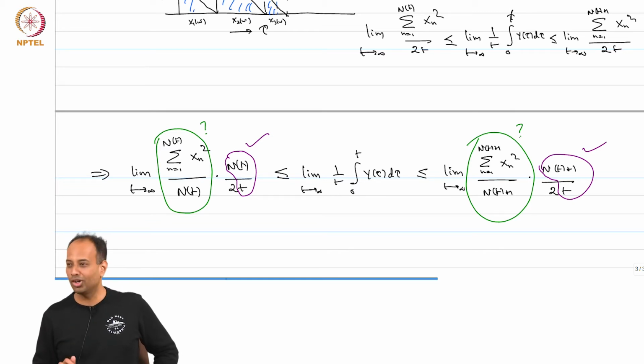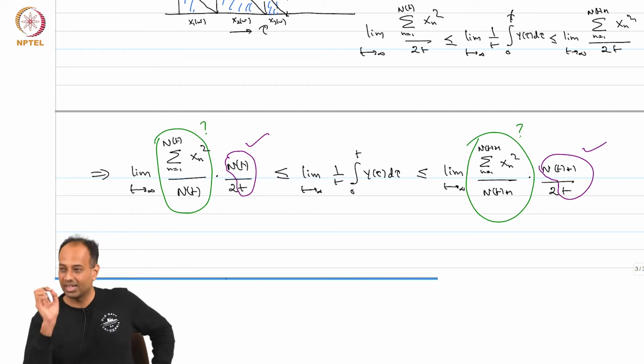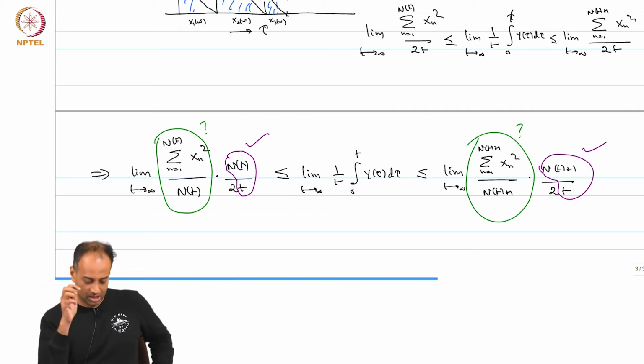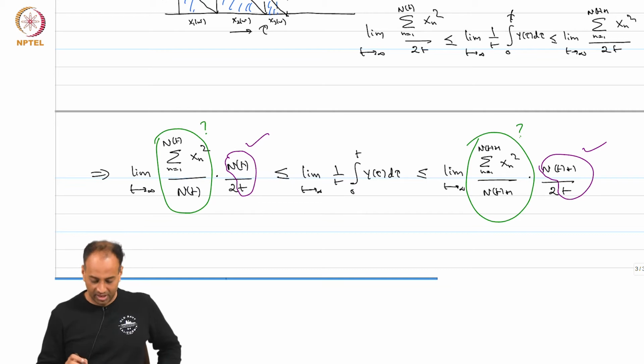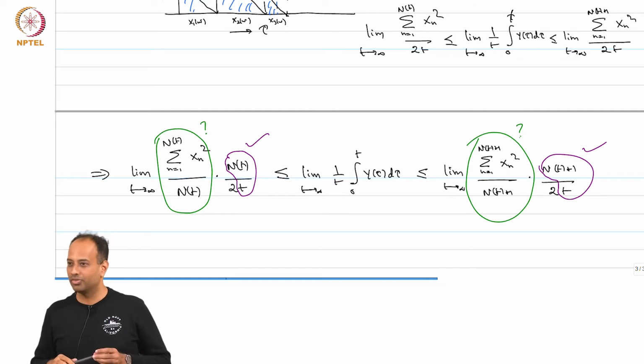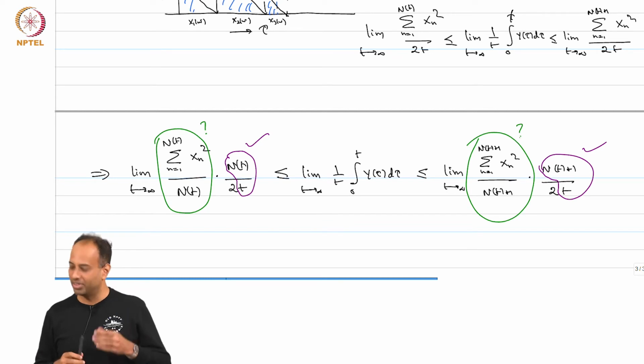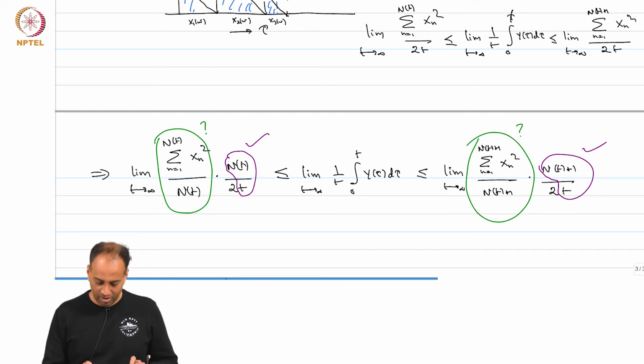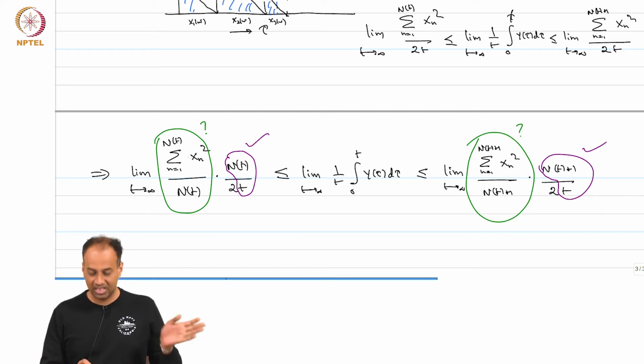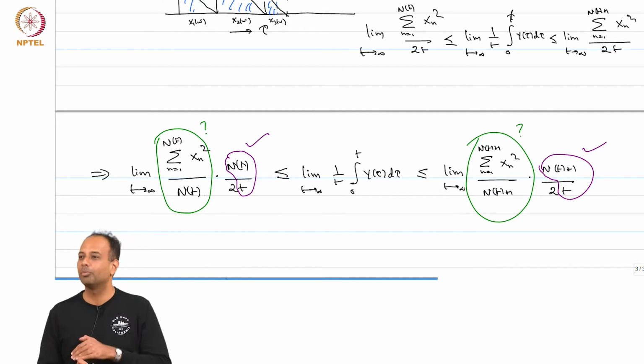You have to use the strong law of large numbers for X_n squared. We already know that N(t) goes to infinity as t goes to infinity; we proved that in great detail. So, as t tends to infinity, this behaves like the sum over some large number of X_n squared divided by the number of terms.